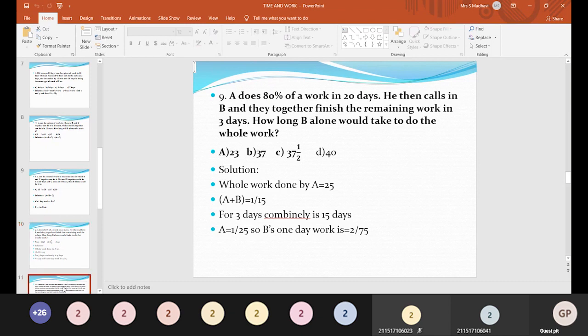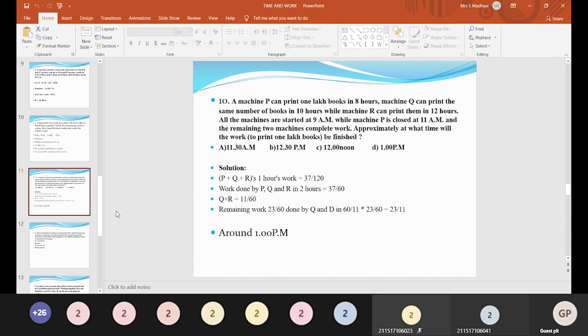Coming to the 10th problem: a machine P can print 1 lakh books in 8 hours. Machine Q can print the same number of books in 10 hours, while machine R can print them in 12 hours. All the machines are started at 9 a.m.